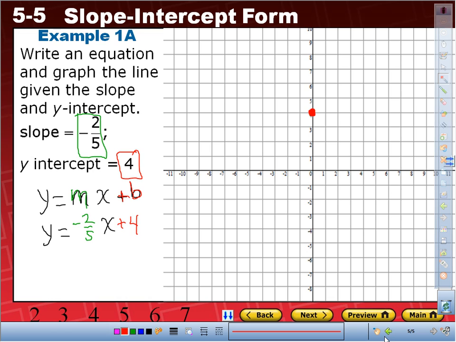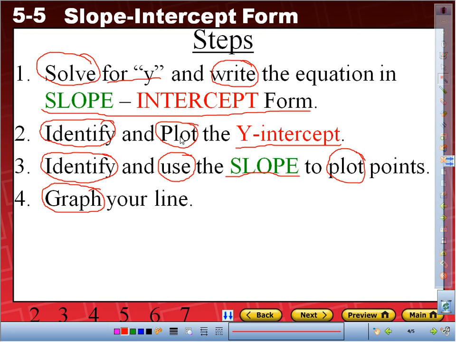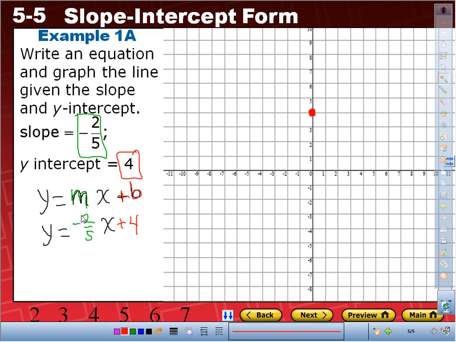Next, that was step 2, identify and plot the y-intercept. Did I do that? Yes. Step 3, identify and use the slope to plot points. Where's my slope? Right here, -2/5. Since it's a negative, instead of going up, it means it's going which way? Down. So I'm going to go 2 steps down, 5 to the right.